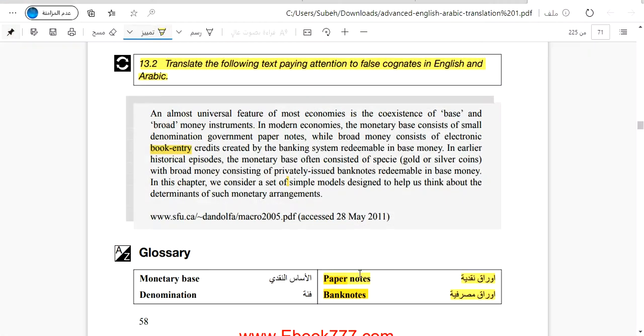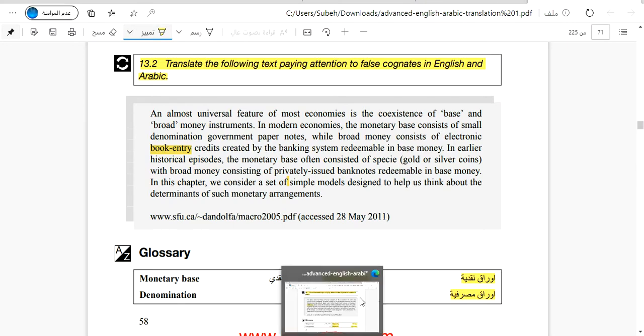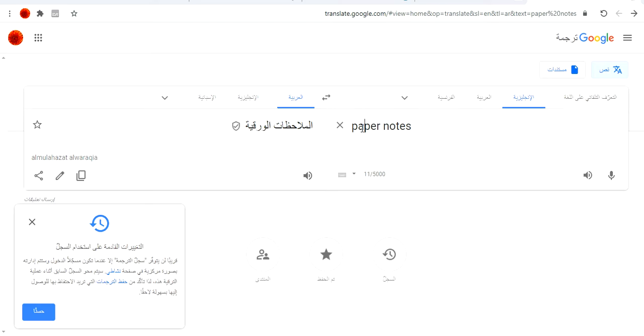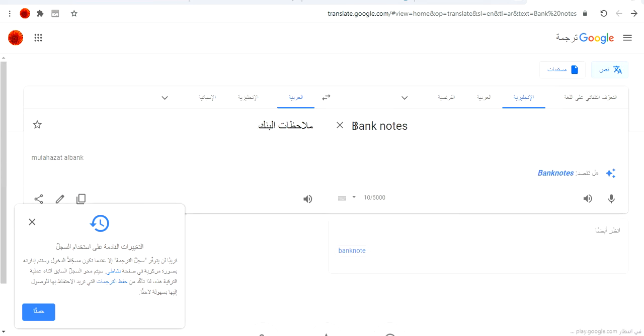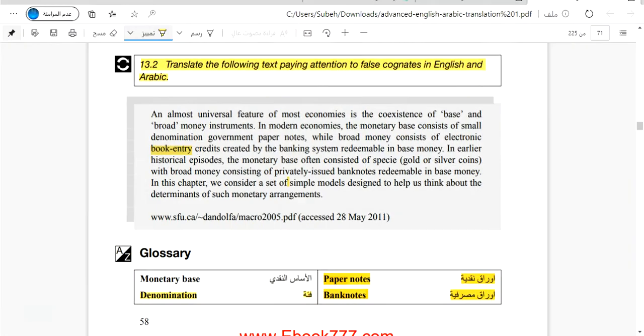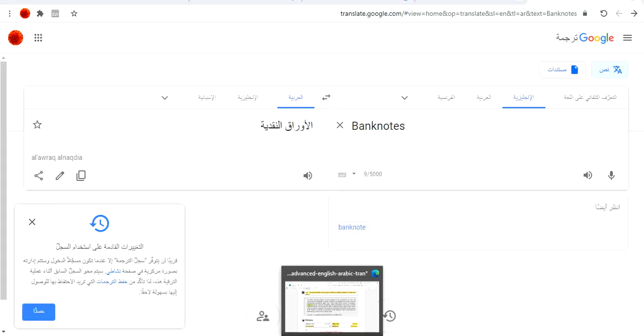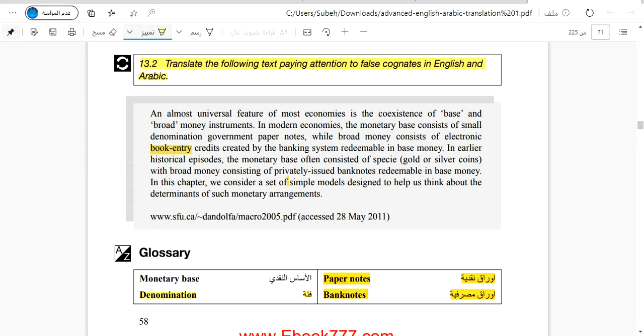And be careful that the translation will differ if you put a space between bank and notes, because here it's considered a blended word. Let me write bank instead of paper, but I'm going to delete this space. So here it's أوراق نقدية or مصرفية. Of course, نقدية or مصرفية, both are right. So I cannot generalize that Google translation is bad all the time.